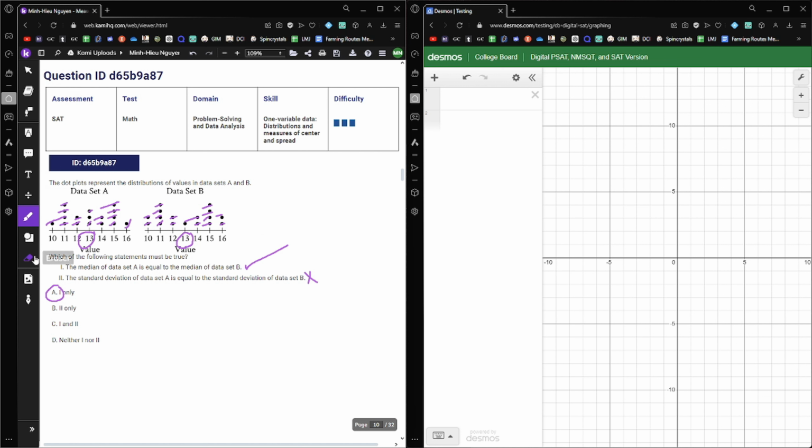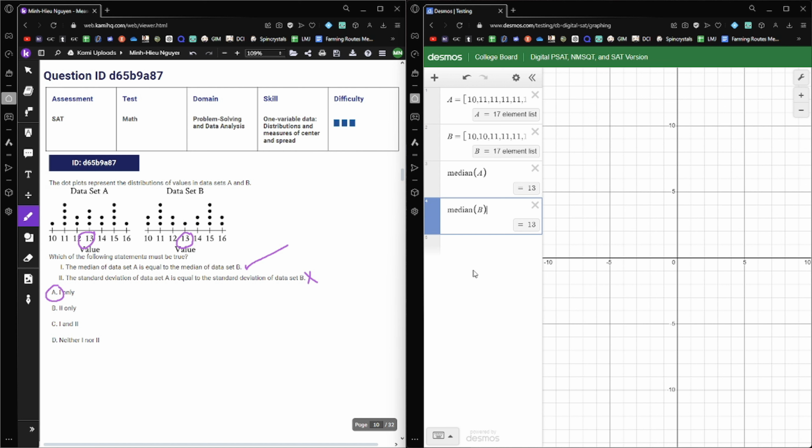Now, let me also show you in Desmos. Alright, dataset A. And then dataset B. Now, if we check the mean of both of them, or the median, sorry, I don't know what I'm thinking. Median of A and median of B, you'll see that they're both 13. And as for the standard deviation of A, it's that, standard deviation of B. They are different, so once again, our answer is A.